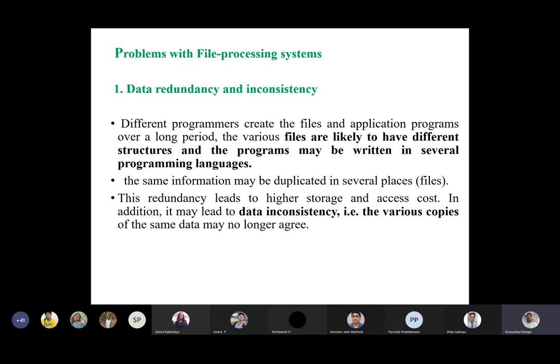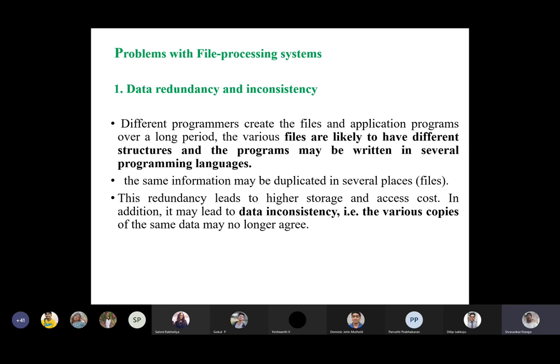The limitations of the file processing system are data redundancy and data inconsistency, right? So what do you mean by data redundancy? Data redundancy means duplication of data, right? In a file processing system, there is a chance of duplication of data. Whenever you have multiple copies of the data that do not agree, it leads to data inconsistency, right? So duplication of data is known as data redundancy.